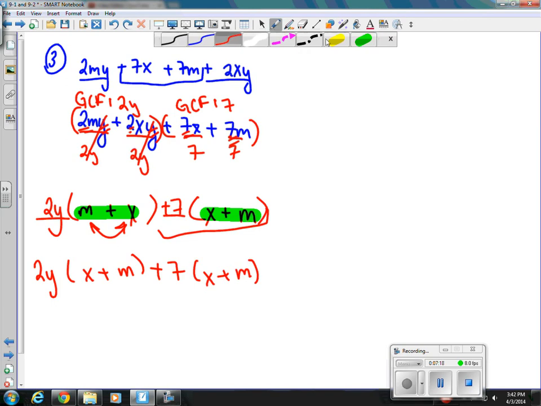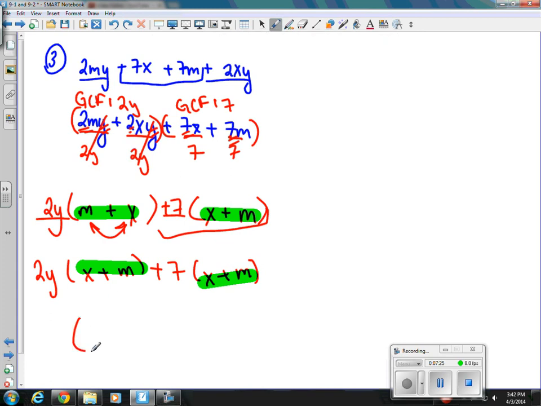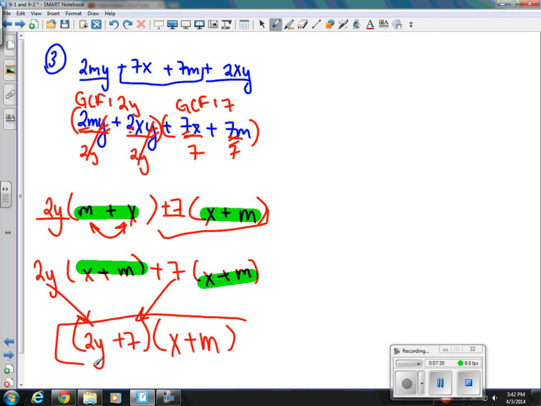So now we check. Our parentheses are the same. So I can write my answer. 2 binomials, and my first binomial is made up of the GCF, so 2y. Our other GCF is plus 7. And then the parentheses, that's the same, x plus m. That's our answer. And that finishes us up.